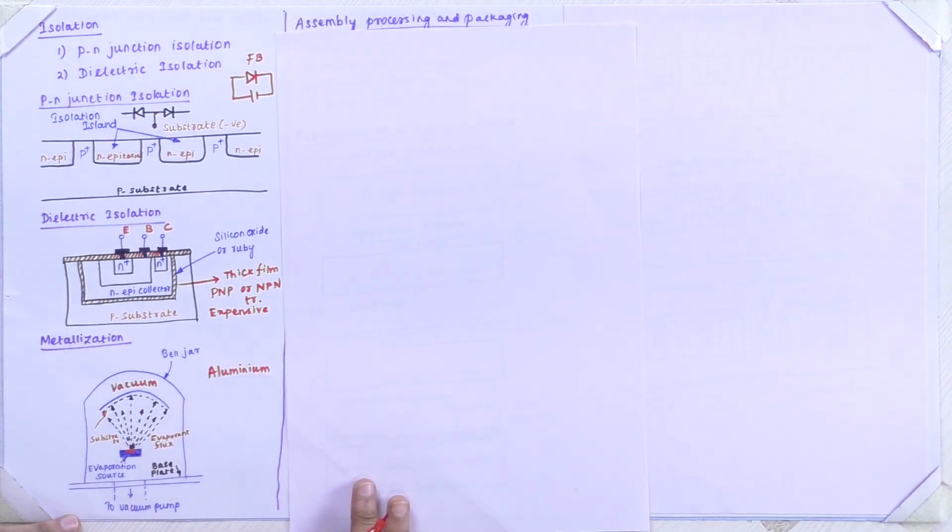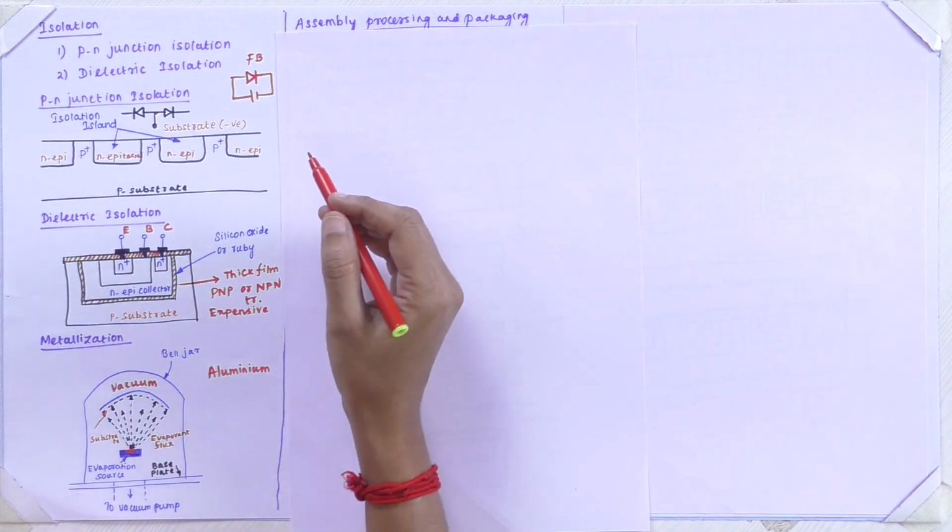Okay. So the next and the last process is the assembly, processing and packaging. So the metallization concept is done. In this assembly, processing and packaging, we are going to make single chips. We have produced thousands of chips on a single wafer, maybe 10,000, according to the wafer size, we are going to create bulk ICs.